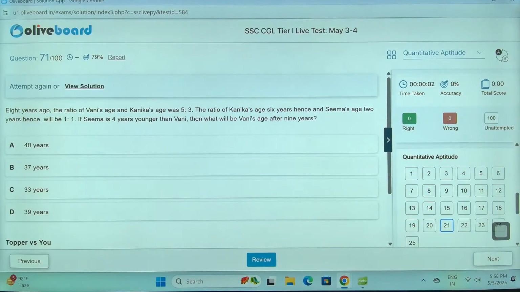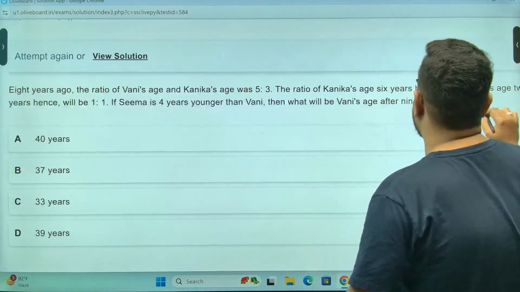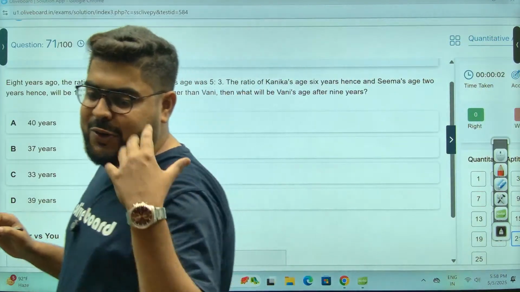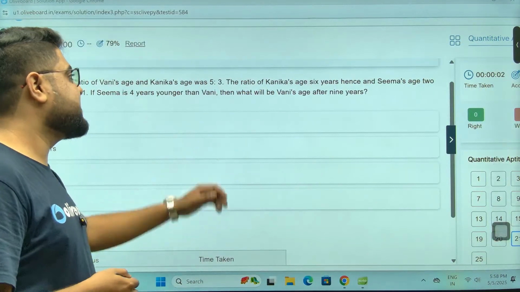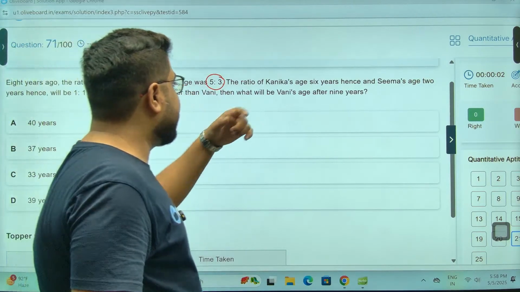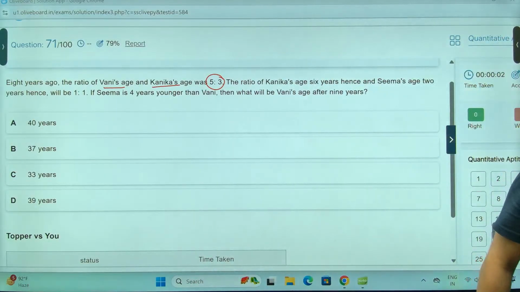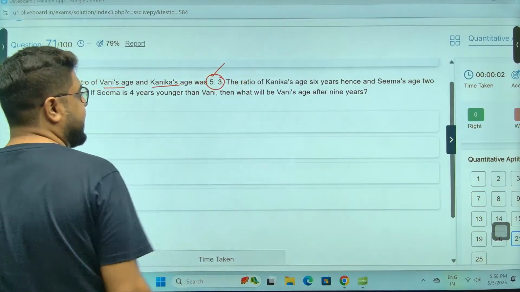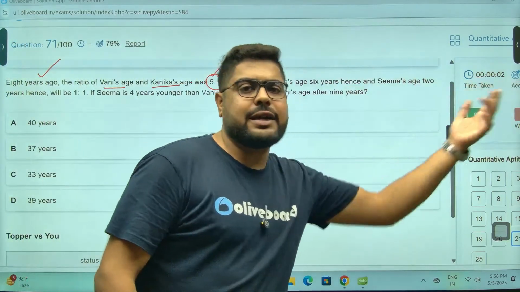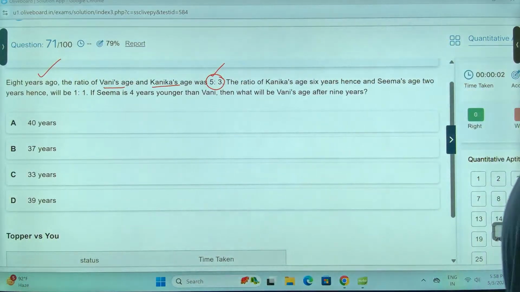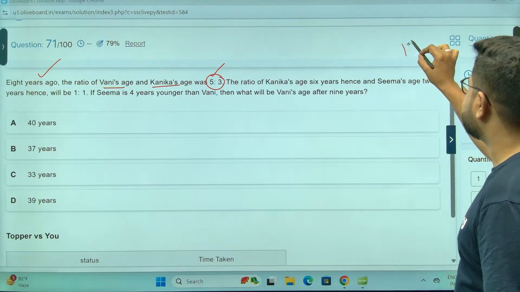What are they saying next? 8 years ago, sir. To my students, I have said this time and time again: these questions always try to go by ratio. Do not solve them, sir. 8 years ago, Vani and Kanika's ages are in this ratio. They are asking Vani's age after 9 years. So first things first, 8 years ago, Vani's age was a multiple of 5. And they are asking after 9 years. So presently it will be plus 8, and after 9 years, again plus 9. So in total, 8 plus 9, 17 years later.